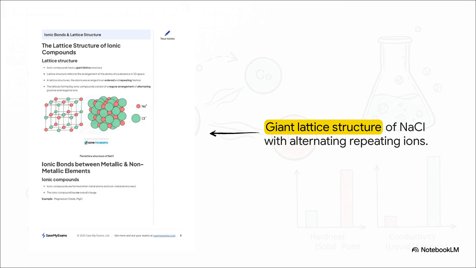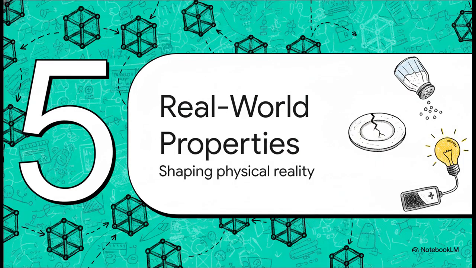A positive sodium ion attracts negative chloride ions to its top, bottom, left, right, front, and back. This intense attraction locks the alternating positive and negative ions into a massive, highly ordered, repeating 3D grid. We call this whole setup a giant lattice structure. And that brings us perfectly to our final section, real-world ionic properties.